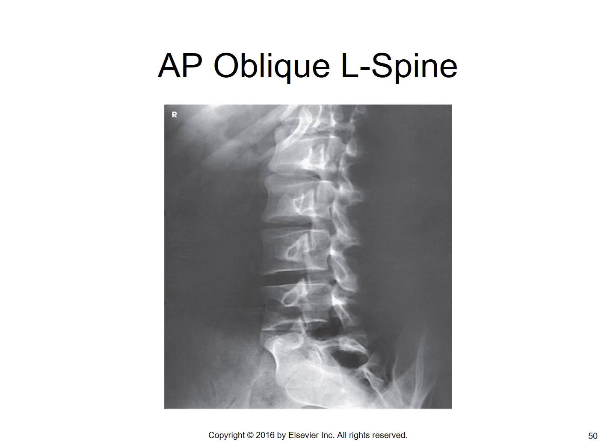Here is a beautiful AP oblique of the lumbar spine. What you are looking for are these little spaces between the foot of the Scotty dog above and the ear of the Scotty dog below. When you look between the foot and the ear, you see these little tiny black, almost slit-like spaces. Those are the zygapophyseal joints, and that's what you want to see on a good oblique.